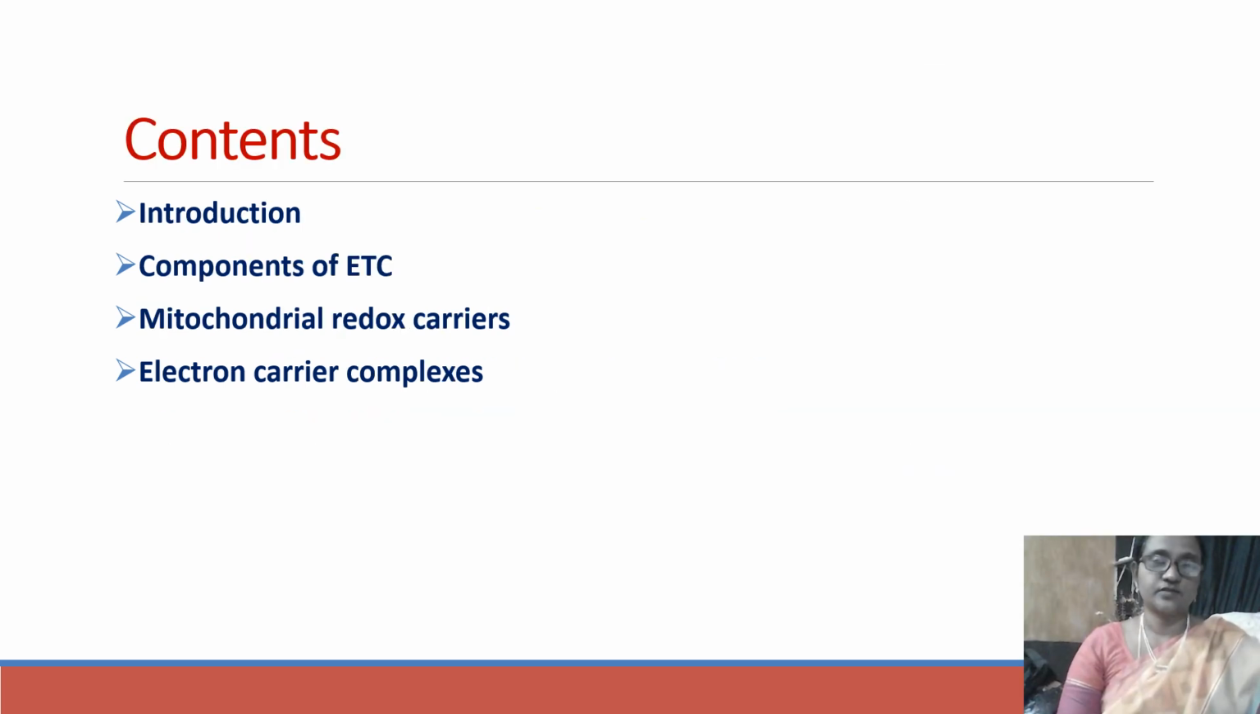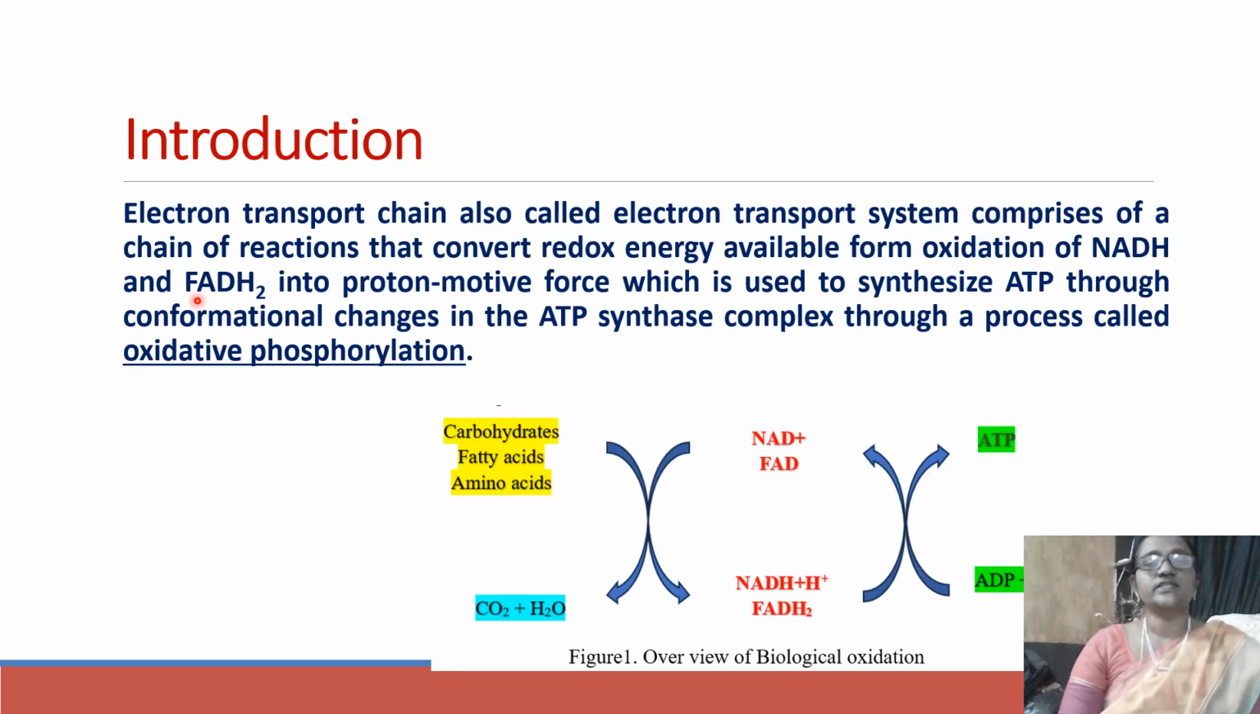The contents of this video will include introduction to what is electron transport chain, the components of electron transport chain abbreviated as ETC, then mitochondrial redox carriers, then followed by electron carrier complexes. Let us look into what is electron transport chain. Electron transport chain is also called electron transport system.